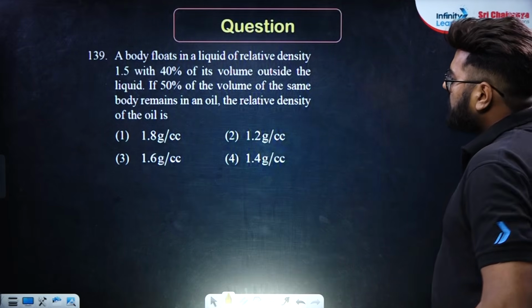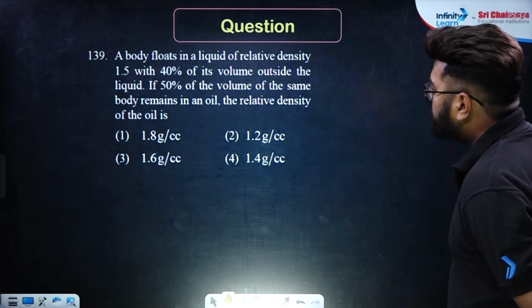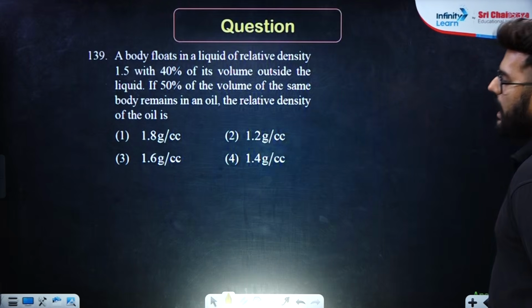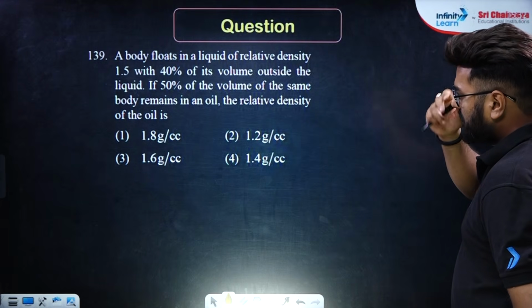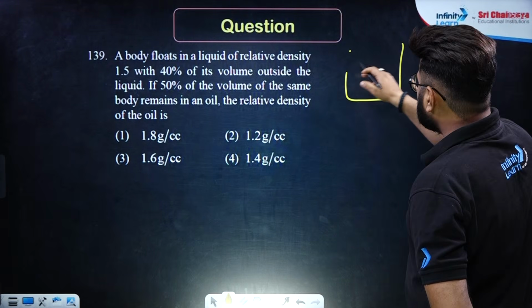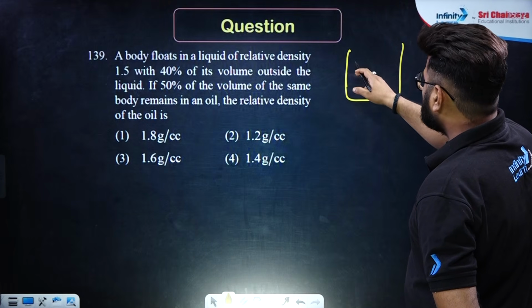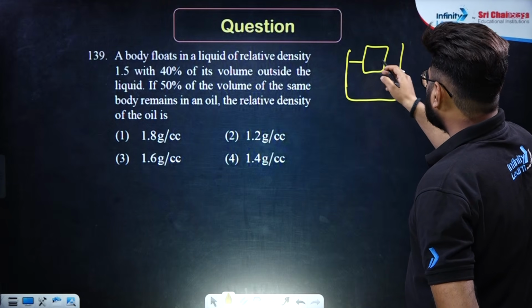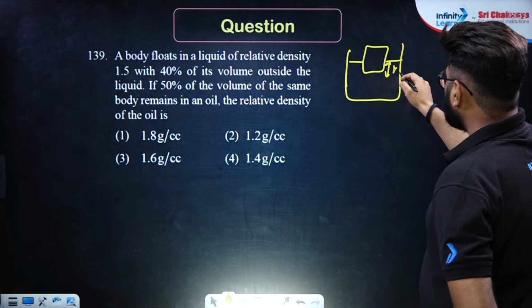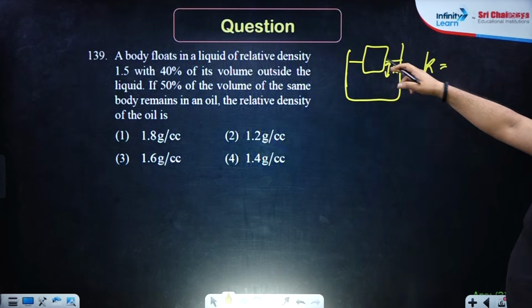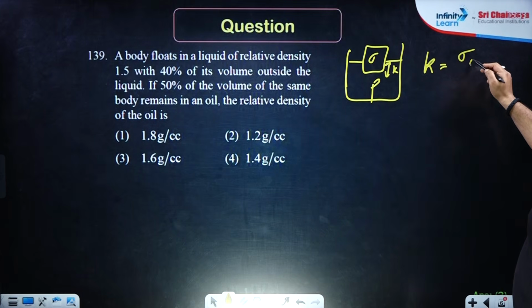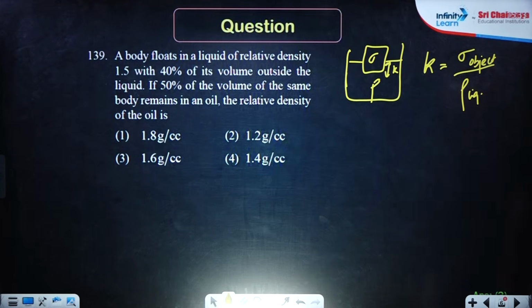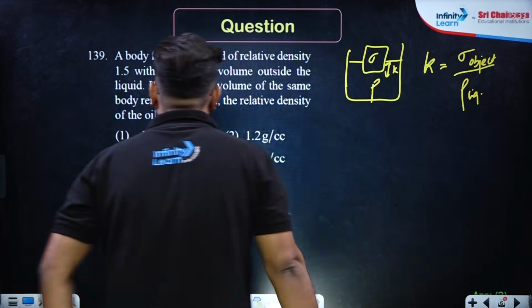A body floats in a liquid of relative density 1.5 with 40% of its volume outside the liquid. That means inside is 60%. So if 60% is inside the liquid, how much portion is inside? The fraction is equal to the density of the object divided by the density of the liquid. Okay, this is how you find out the value of K.